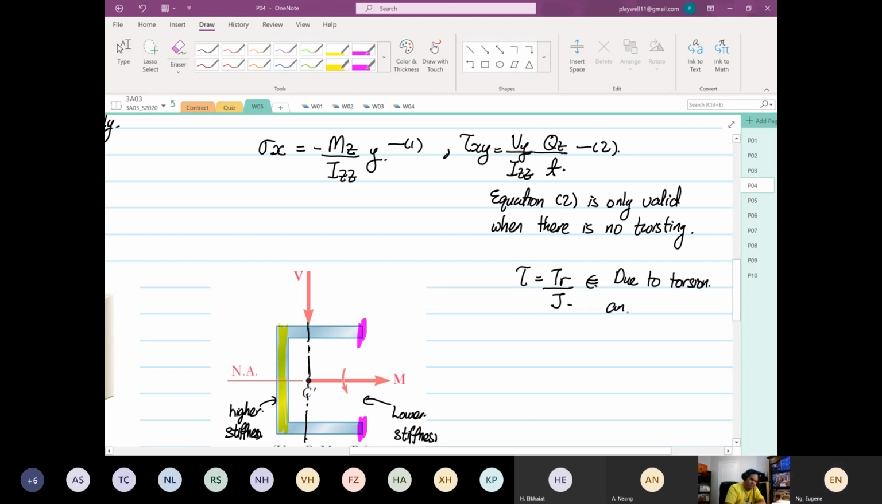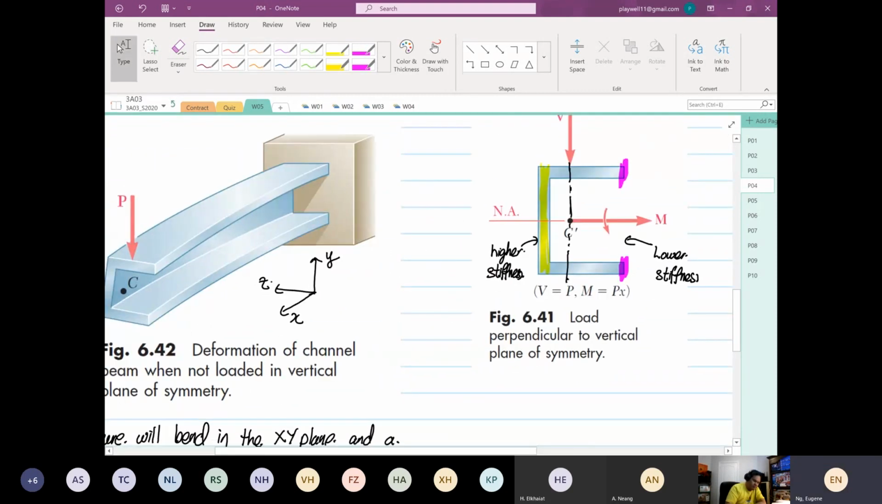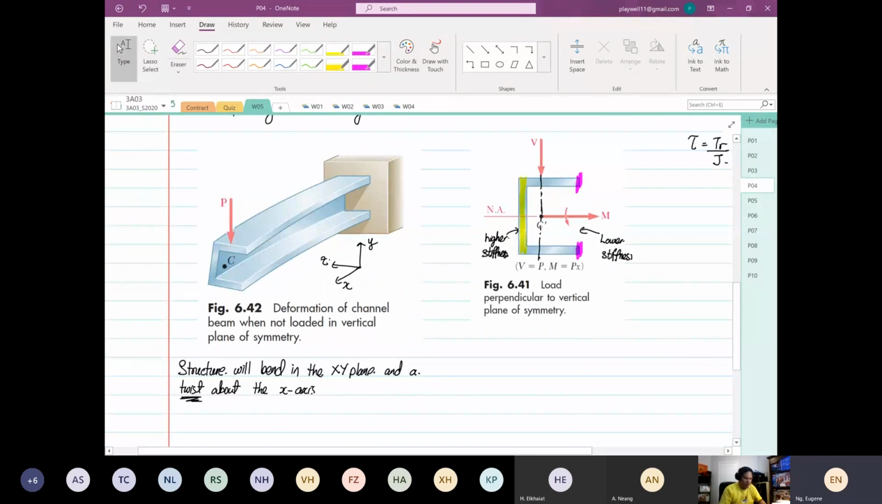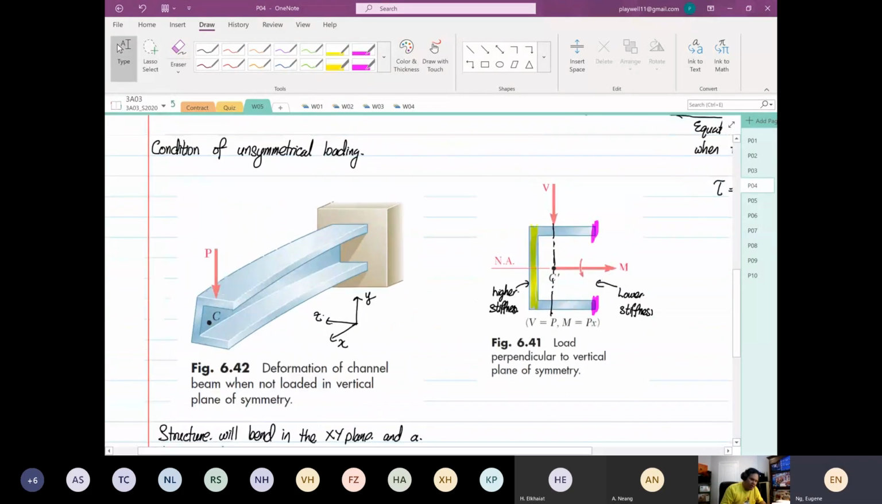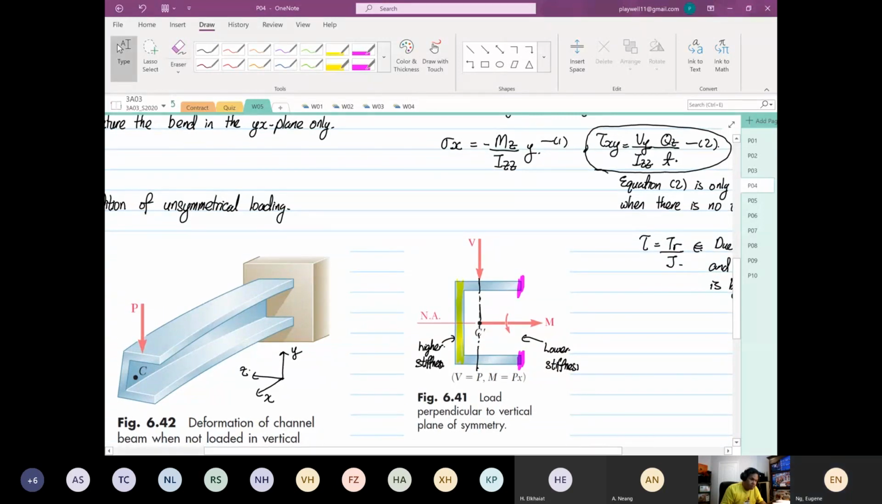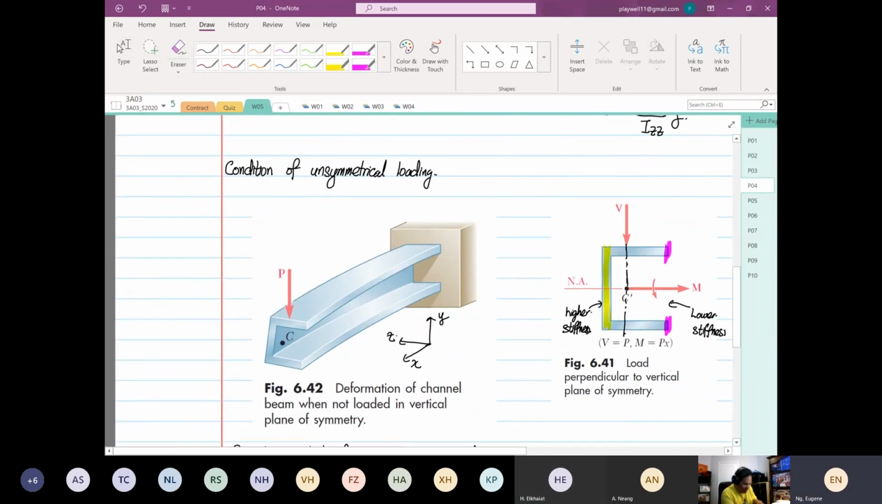And the deformation is by twisting. Now the question is, how can we apply equation 2 to this structure over here? In order to apply equation 2, there's no twisting. You have to get rid of the twisting. So how do we do that?